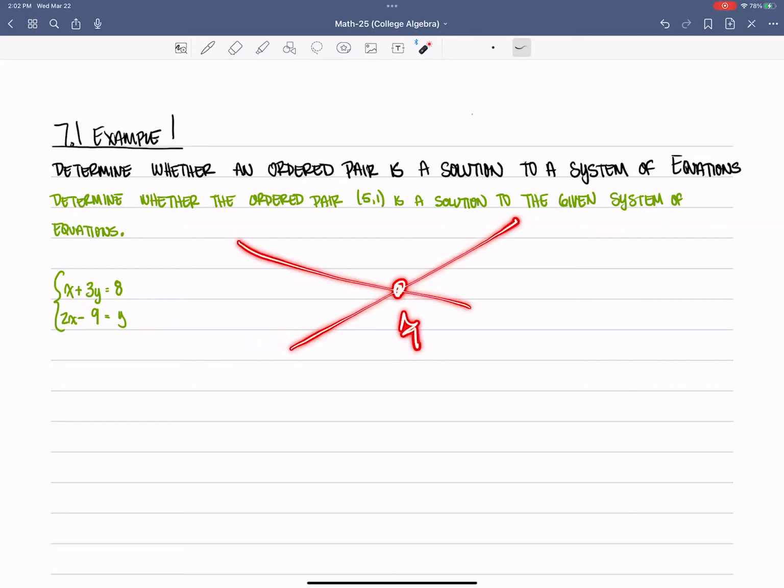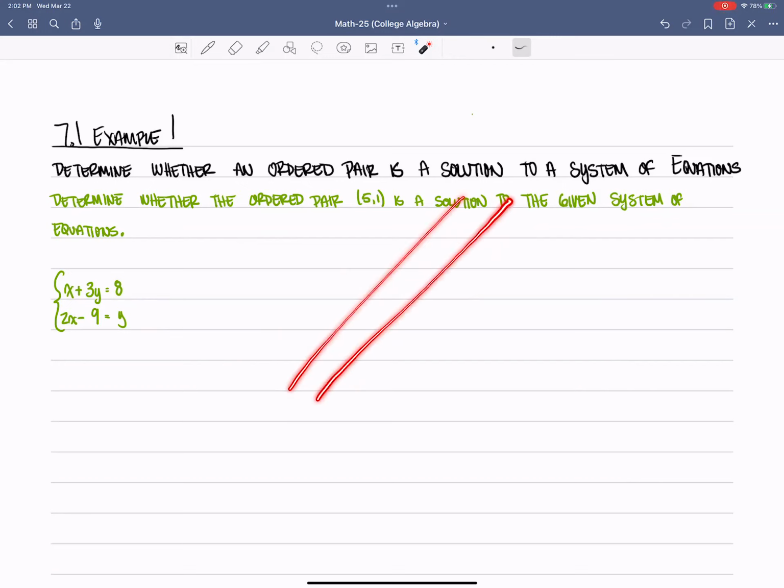This is what we call the solution to the system of equations. Another thing we could have are two parallel lines. In this case, we would say we have no solutions because it doesn't matter how far we go up, it doesn't matter how far we go down. The two lines are never going to intersect at any point.